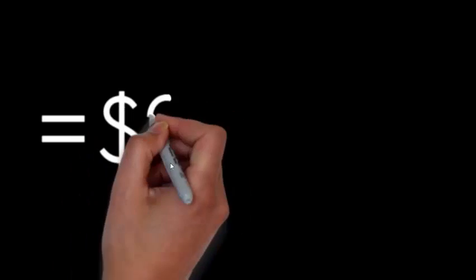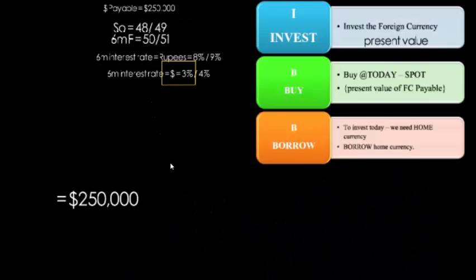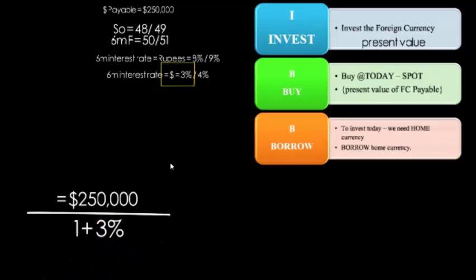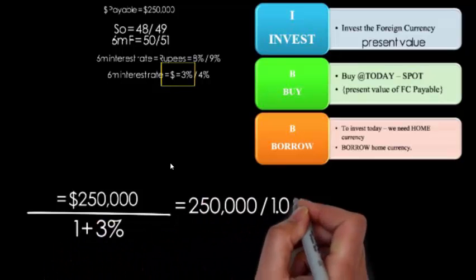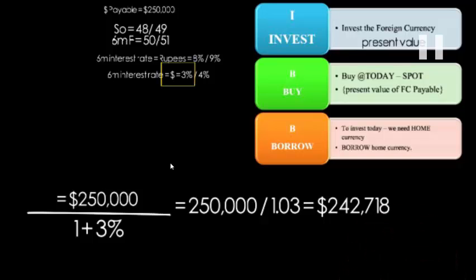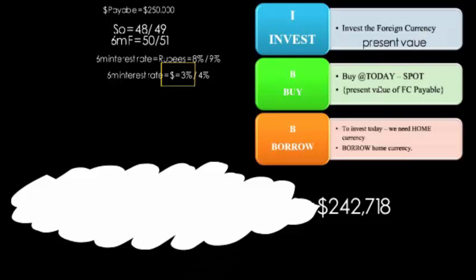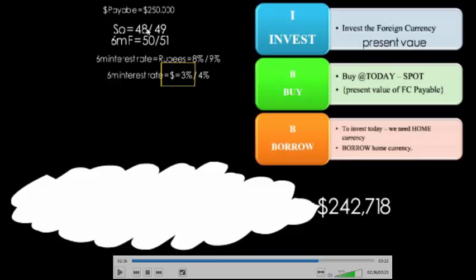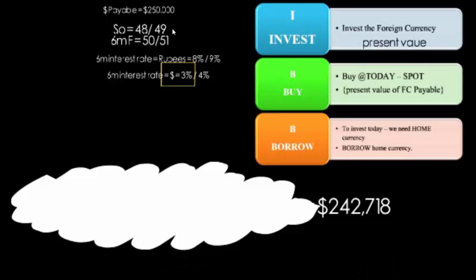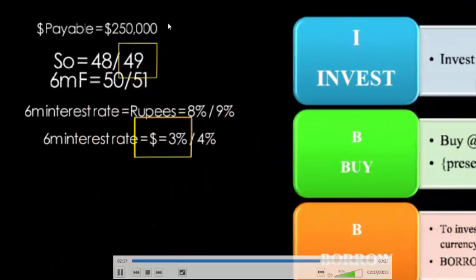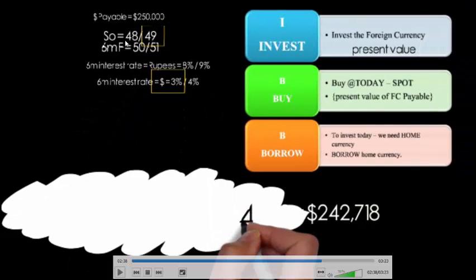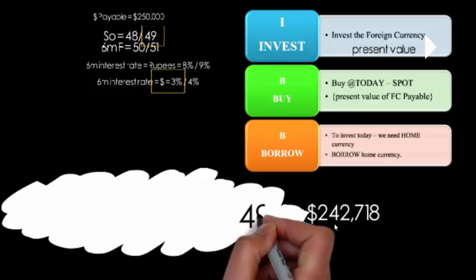So 250,000 divided by the interest rate factor, that is 1 plus 3%, that is 250,000 divided by 1.03, which gives us $242,718. Now the second step is to buy this dollar spot. Now what is the spot rate? That is 48/49. I need to buy, that is the rate at which the dealer will sell, that is 49. So the rate is given per dollar and this amount is in dollars, so we will directly multiply.